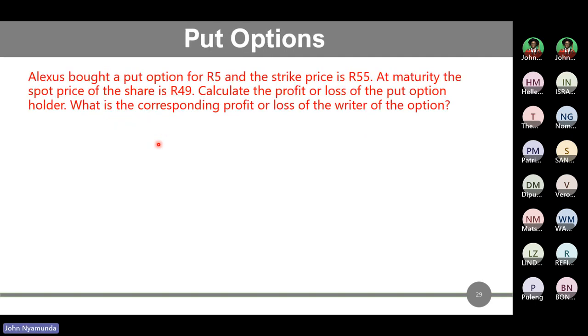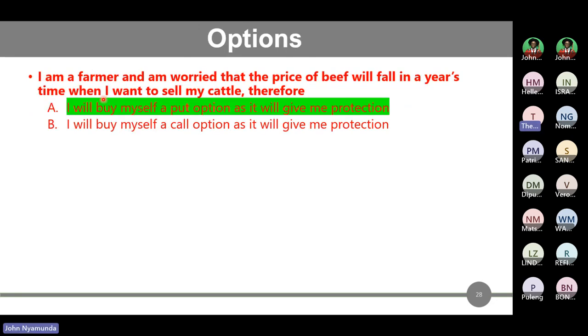Ladies and gentlemen, Alex, Dr. John? Yes, the previous question. Maybe, how can you explain how the call option would be a disadvantage? Then it clears the confusion of why people chose B rather than A.